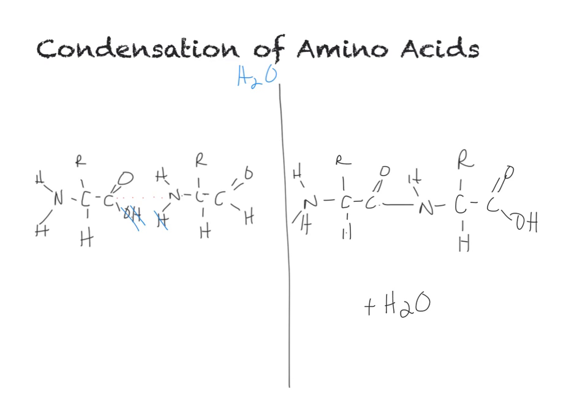Now, I want you to label this kind of bond. This special bond between 2 amino acids is called a peptide bond. This is how we get the name polypeptide, another name for a chain of amino acids. It comes from the peptide bond, and the peptide bond is always between the carbon from the carboxyl group and the nitrogen from the amine group. Okay, so it's a carbon-nitrogen bond. That's how you can find it, peptide bond.